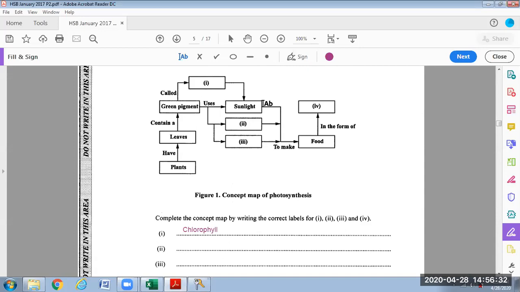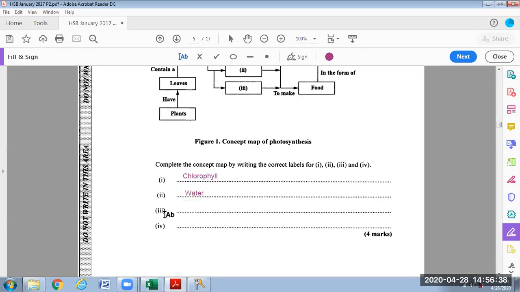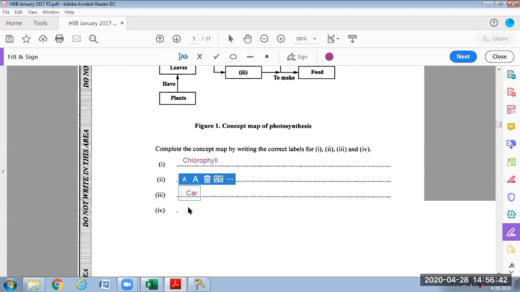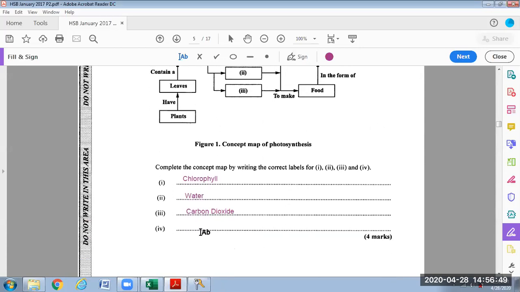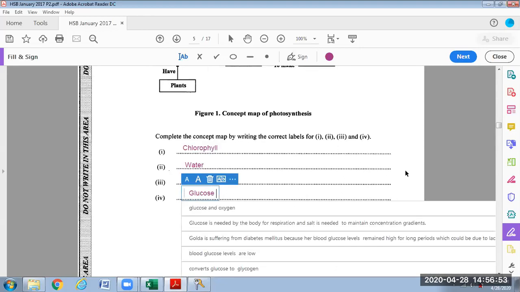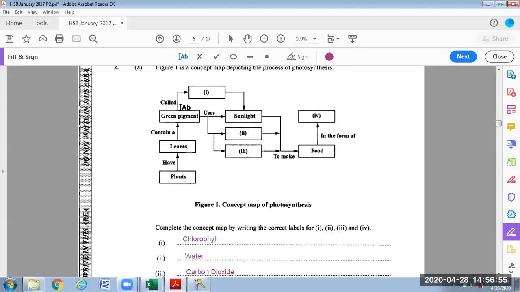Green pigment uses sunlight together with water and carbon dioxide to make food in the form of glucose. So it's basically photosynthesis in a concept map here.